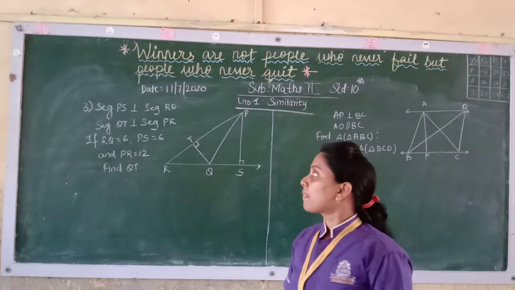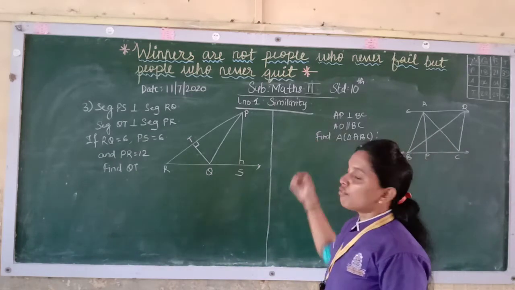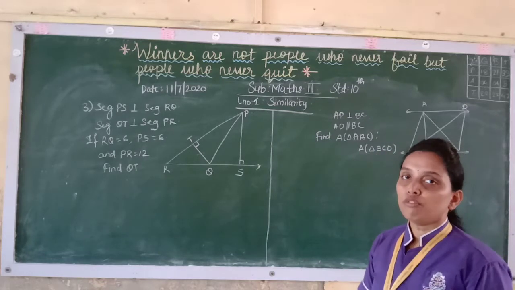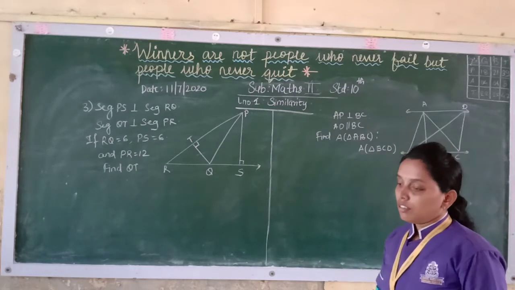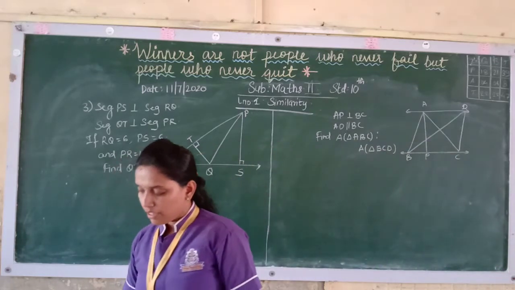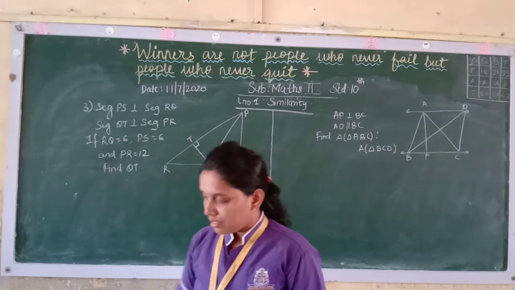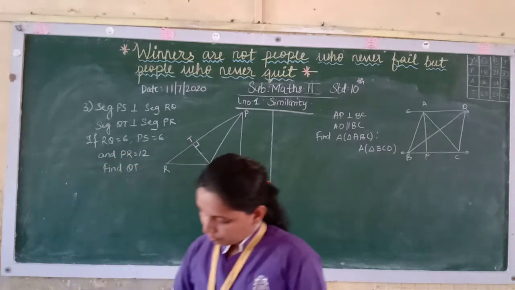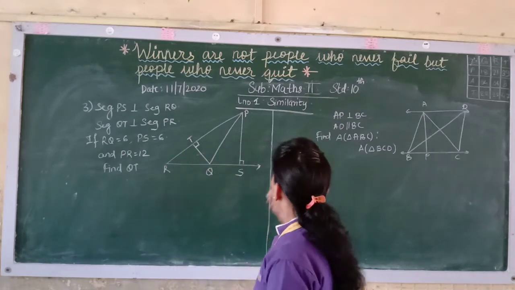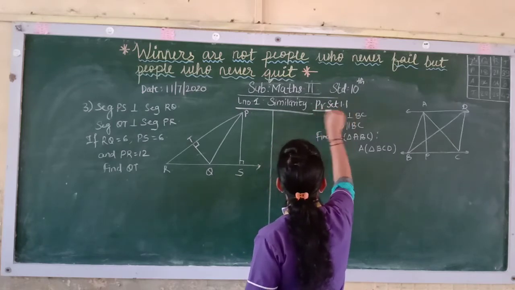Today we are going to see the next session of chapter 1, Similarity, of Maths 2 from standard 10. In the previous session we had done the ratio of the areas of two triangles, and we had started the exercise, that was practice set 1.1. So we will do some more sums from that.